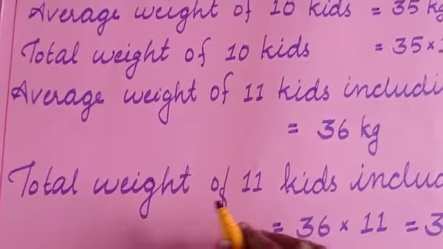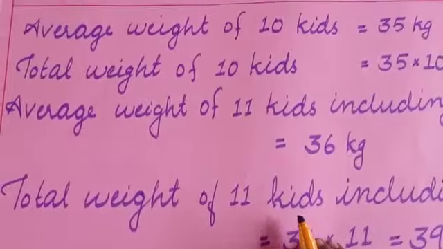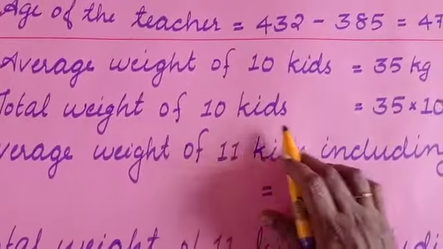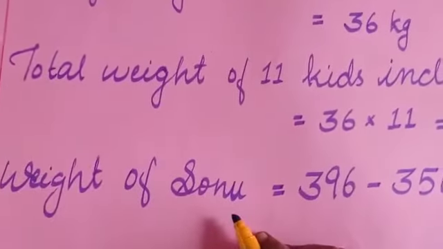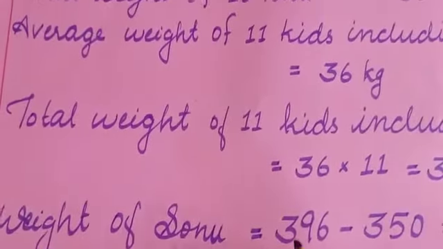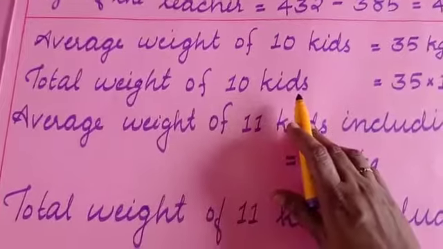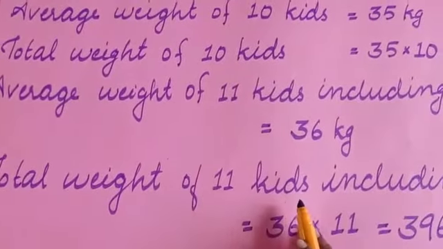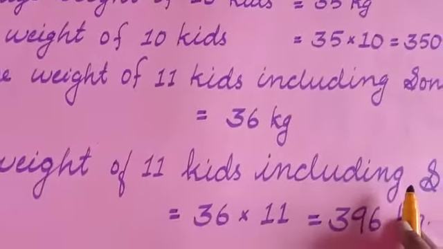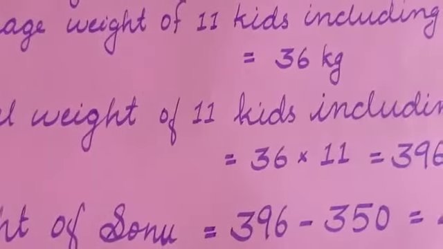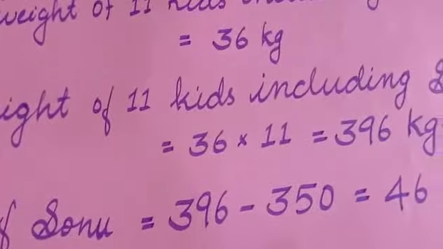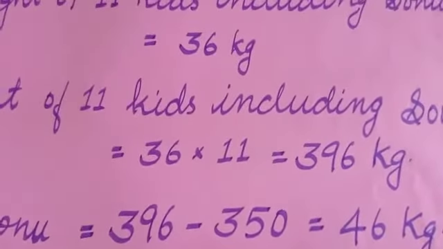Here total weight of 11 kids is known and total weight of 10 kids is known. From these two, we can calculate the weight of Sonu. Subtracting total weight of 10 kids from total weight of 11 kids including Sonu, we get the weight of Sonu. That is 396 minus 350 is equal to 46 kg.